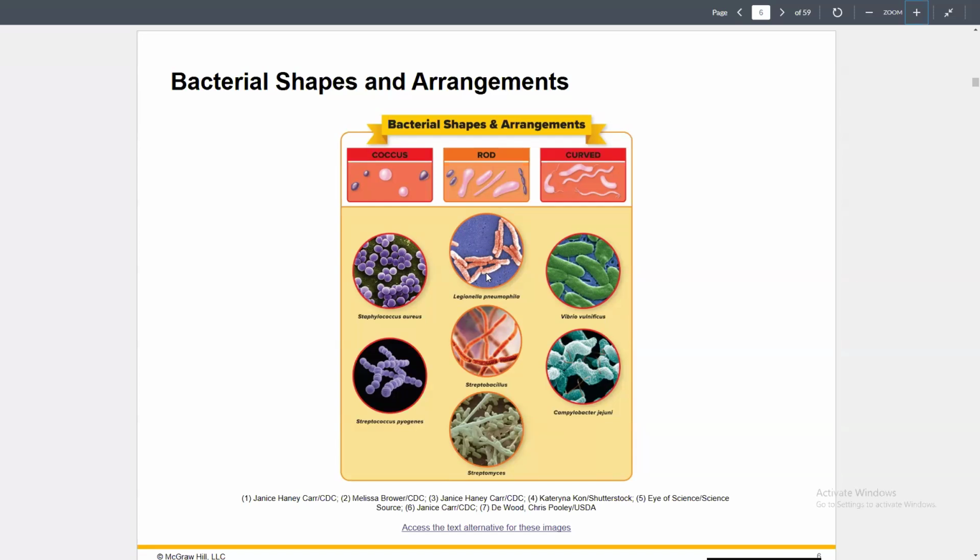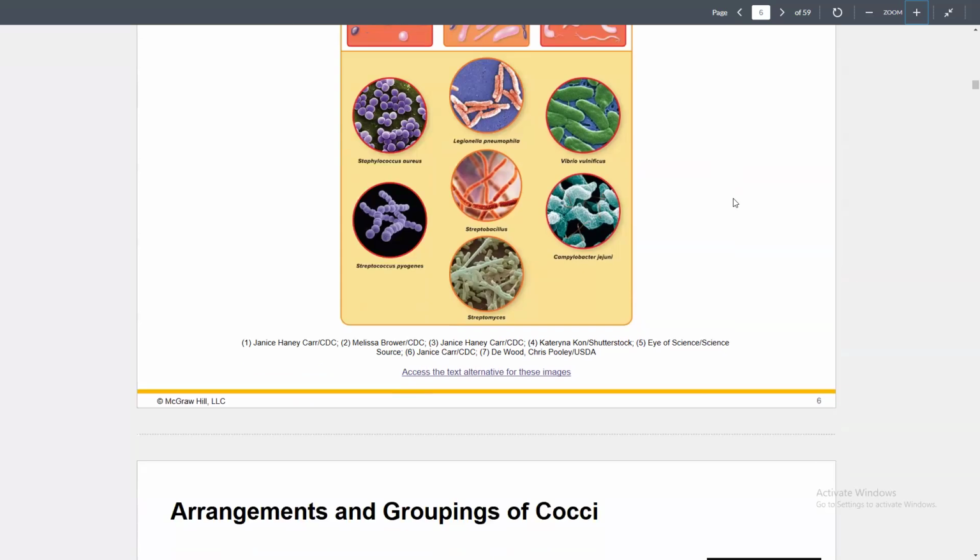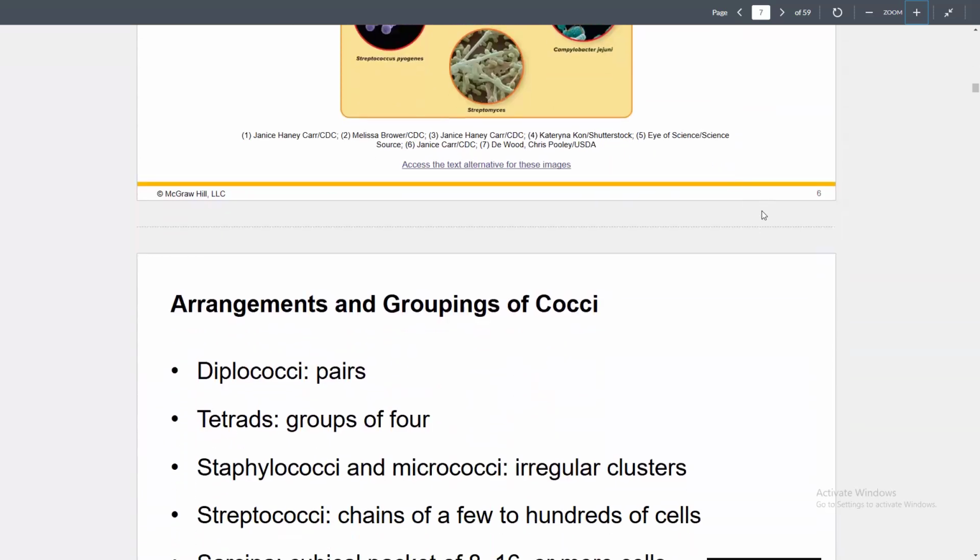Okay, for the bacteria in our lab, I only have cocci and rods. I have one species that's a coccobacillus. It's like an oval shape. If you get that one, I'll let you know ahead of time that you're going to write down coccus or you're going to write down bacillus. This one just happens to be coccobacillus.